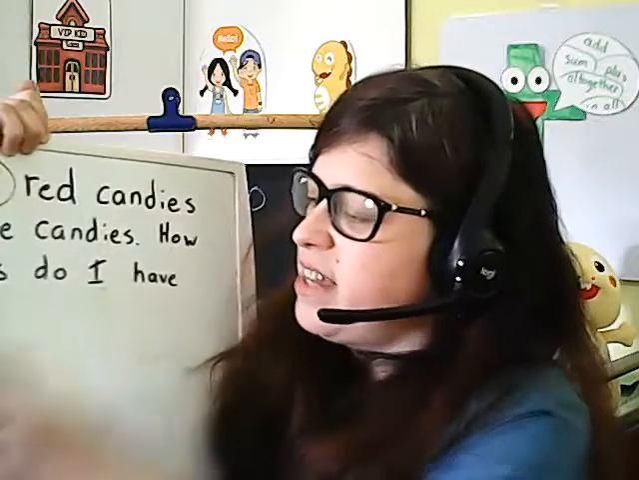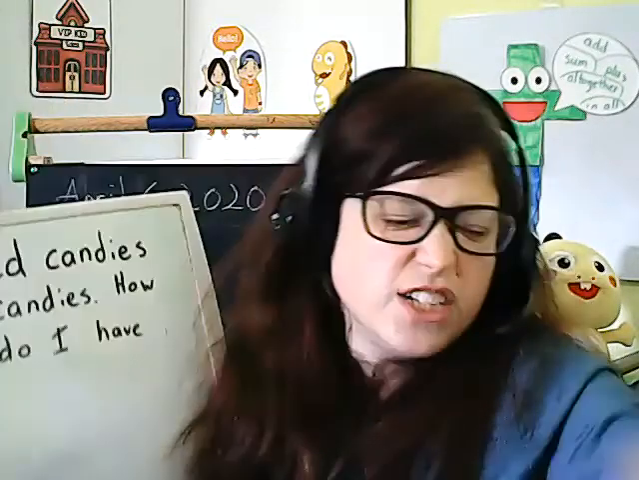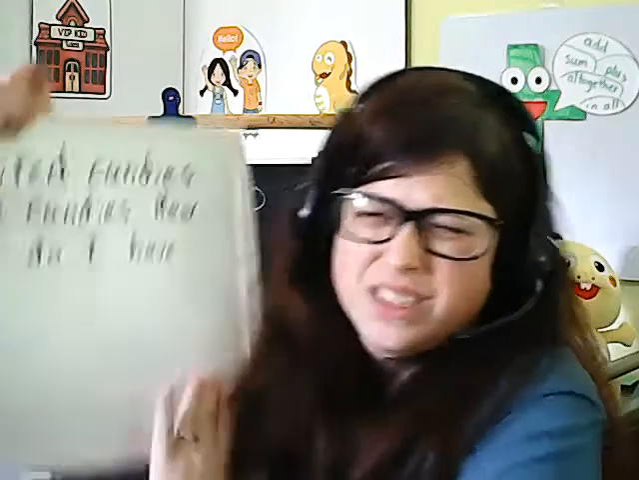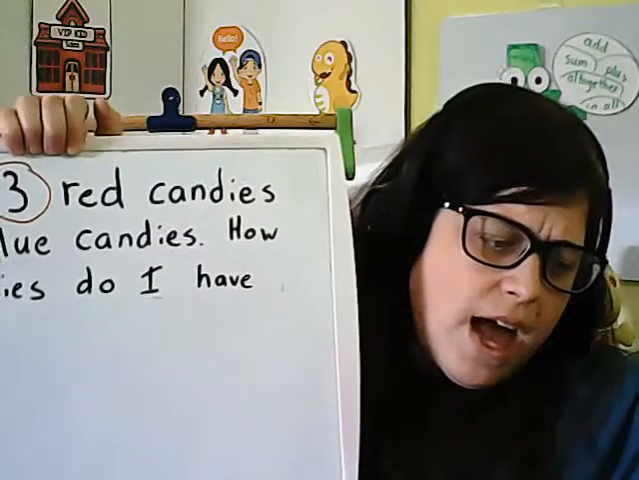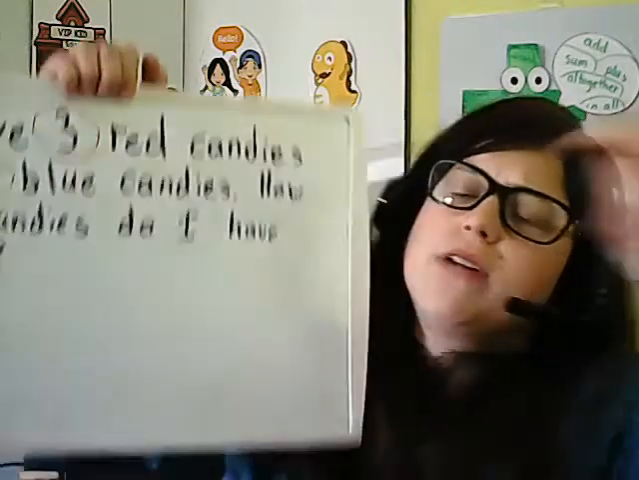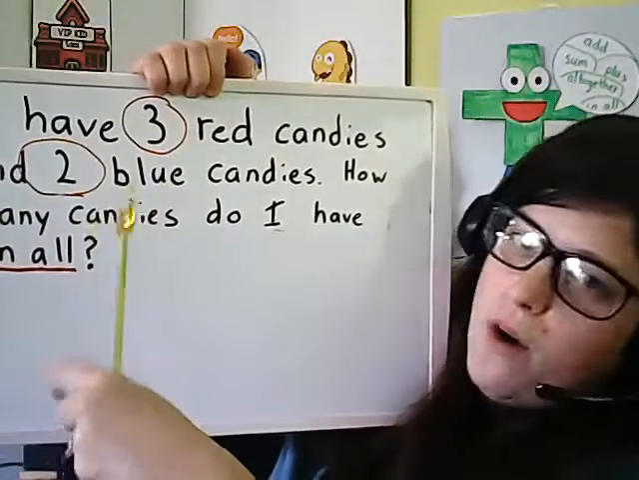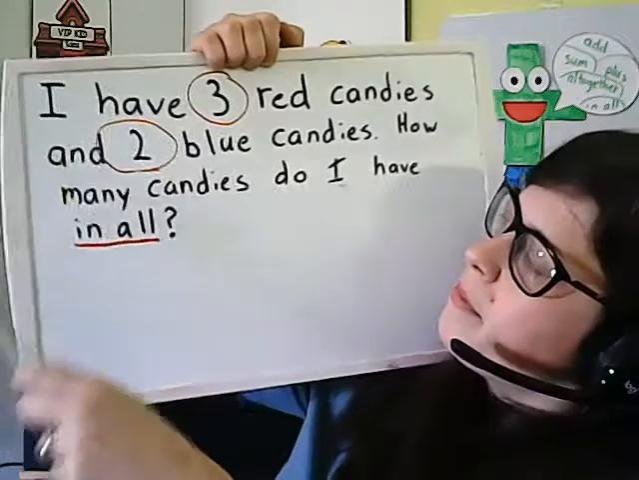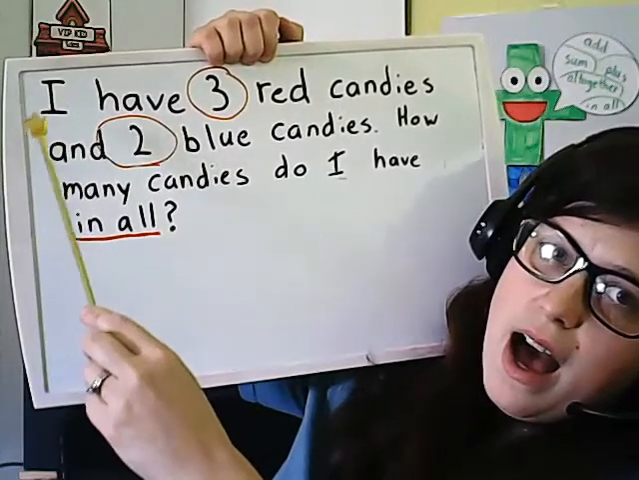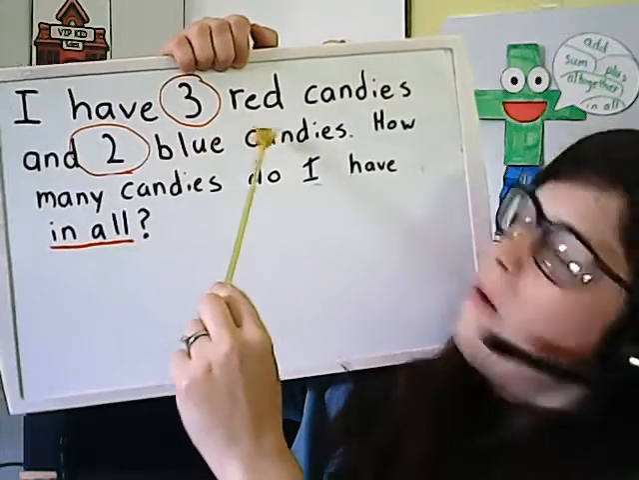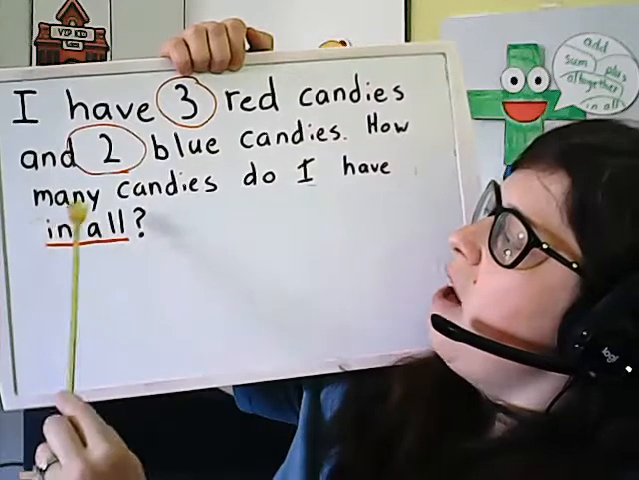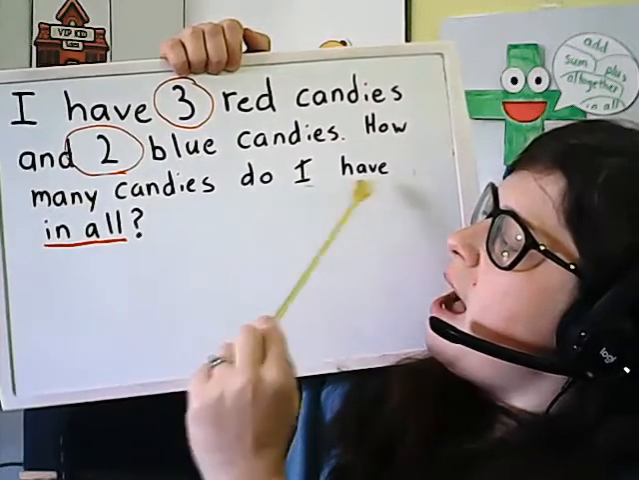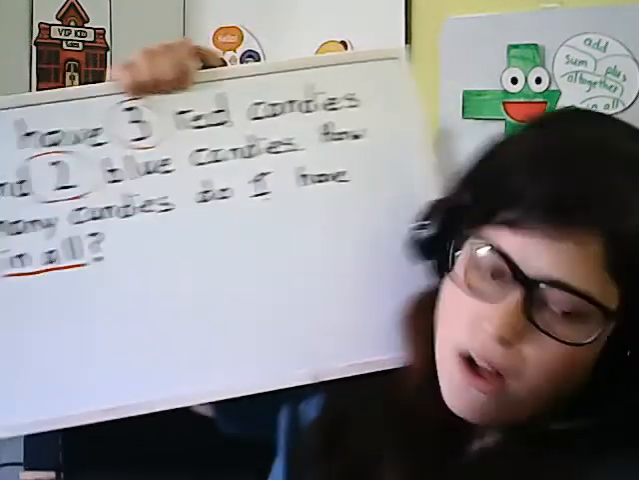So, I would like for you to take this time and try writing out, drawing out just simple candies on either your whiteboard or a piece of paper as I read it to you one more time. Pause if you don't have something to write with. I have 3 red candies and 2 blue candies. How many candies do I have in all?